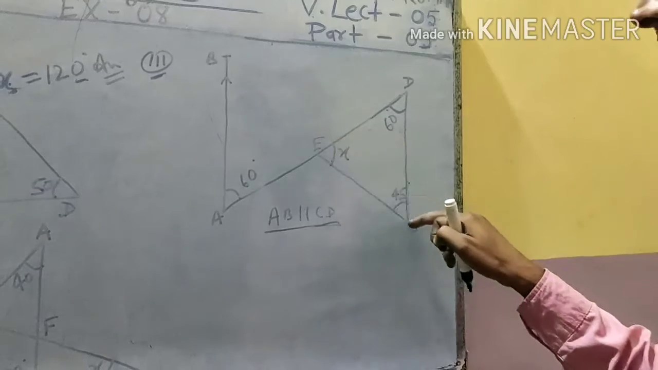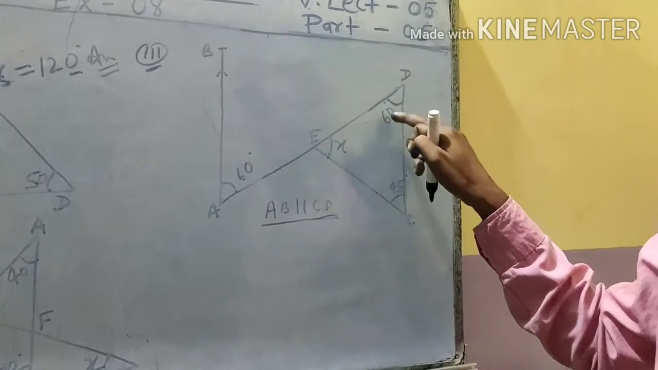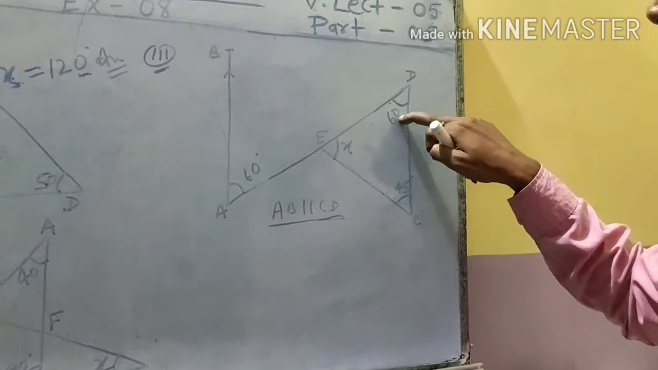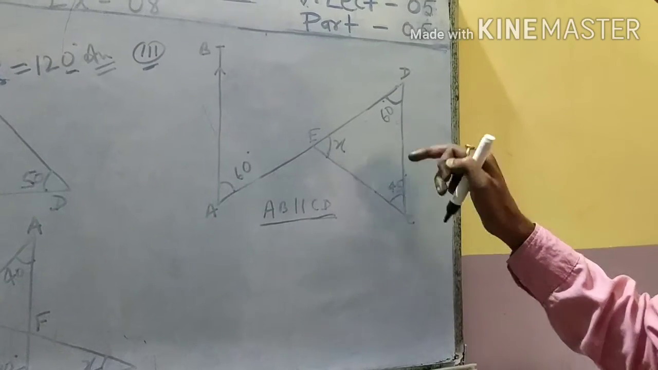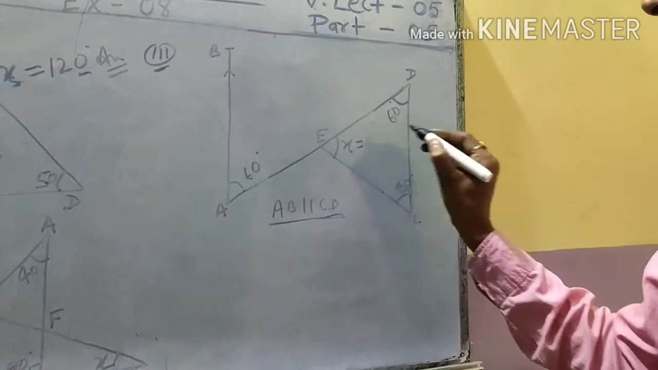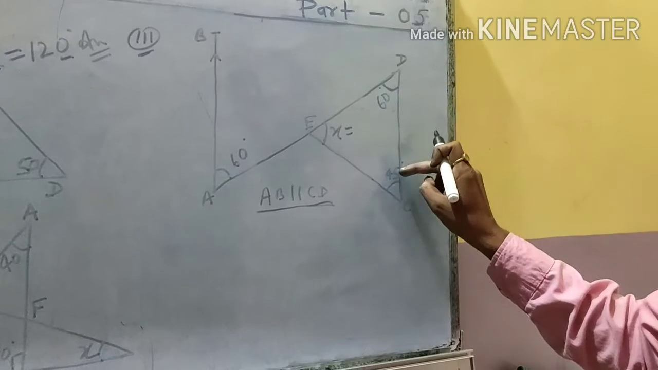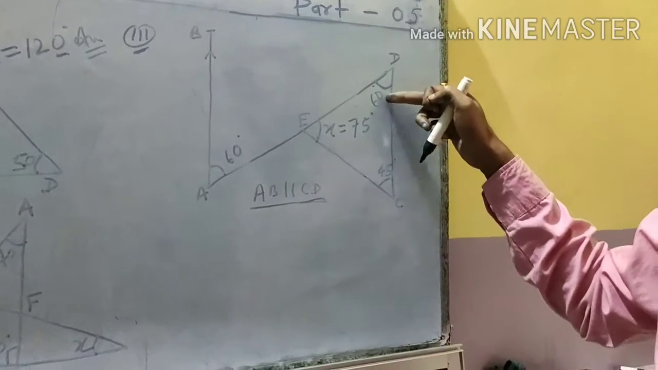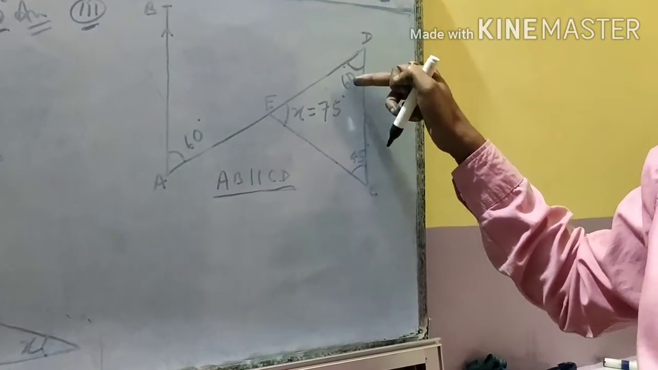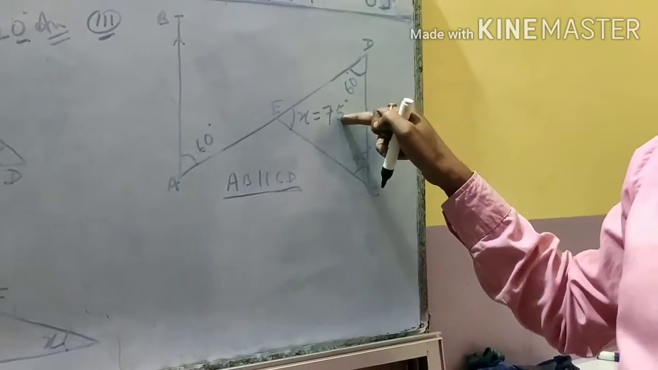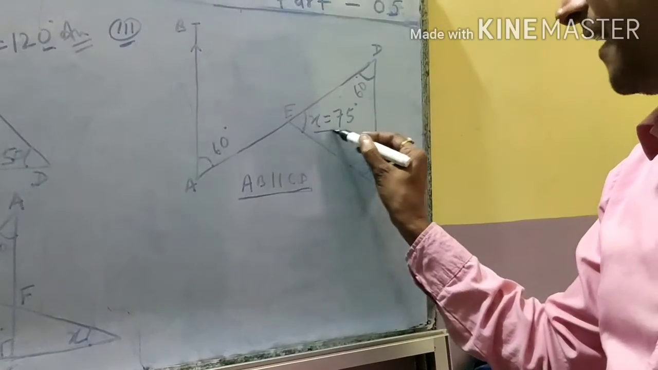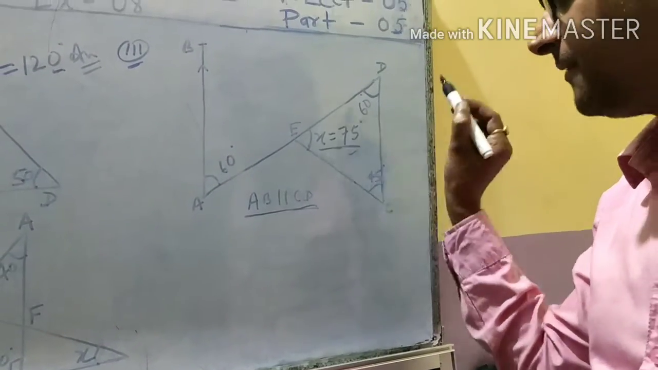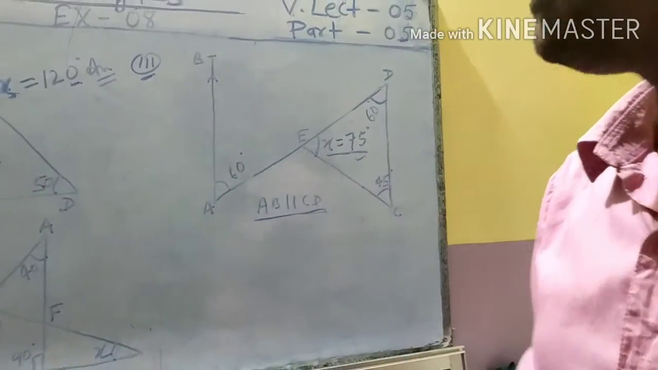In triangle ECD, the sum of all angles is 180 degree. So this angle is 60 degree, this angle is 45 degree, so this angle is equal to 75 degree. Because these two angles sum to 105 degree, so 180 minus 105 is equal to 75. Here the value of x is equal to 75. This is question number 3.